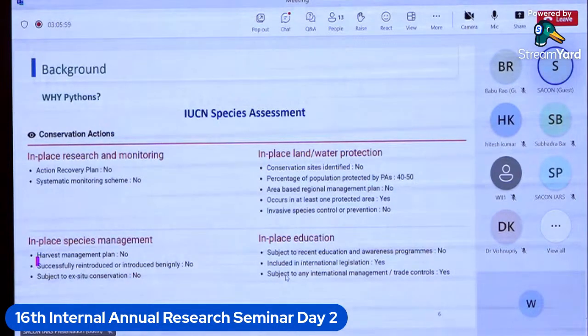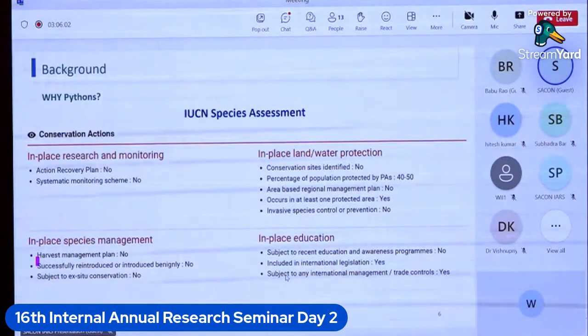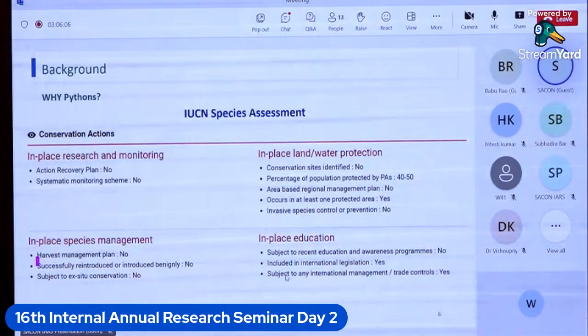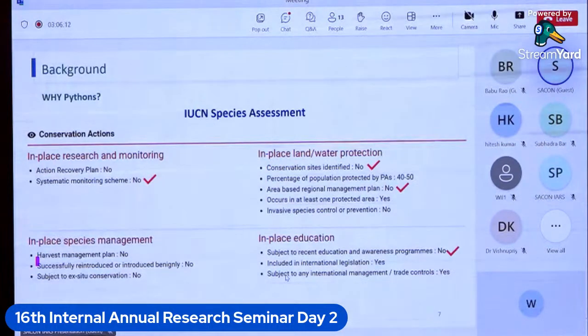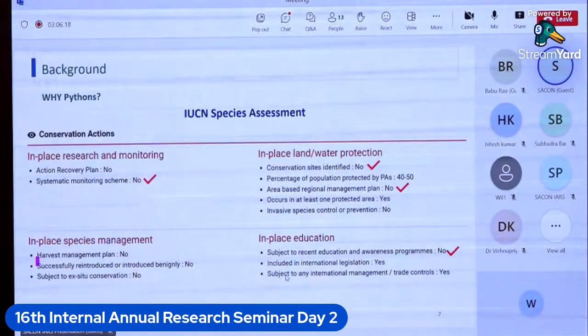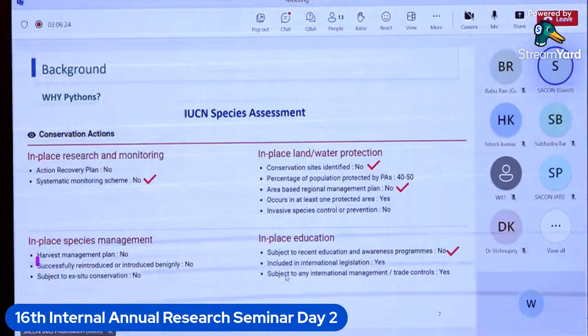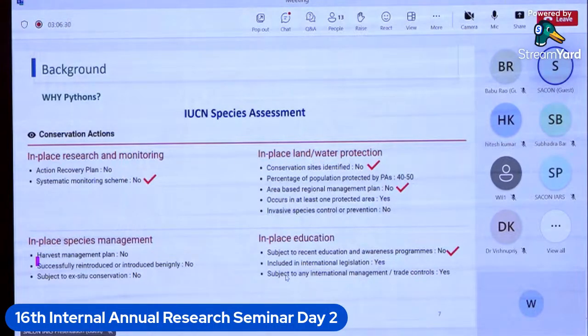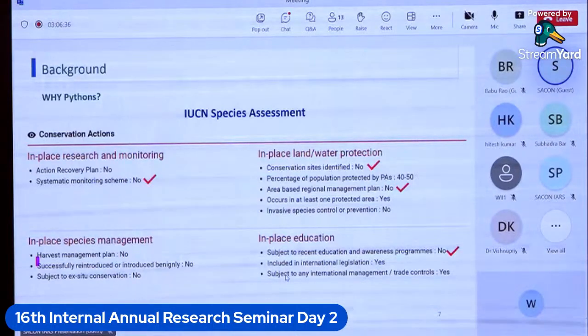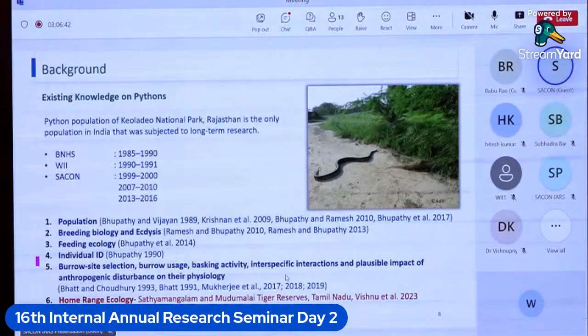So, understanding the conservation actions and the IUCN species assessment, there are several issues that the python still needs to be focused on. With this project, we will be covering a systematic monitoring scheme and conservation sites to be identified. Although 50% of populations are present in protected areas, there is still no specific systematic monitoring scheme for this near-threatened species. An area-based regional management plan will be recommended, and the information will also be used to spread education as well as awareness amongst local people.